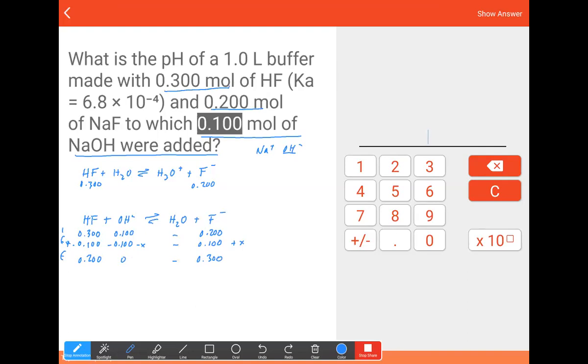We gained F minus. So now we could solve for this two different ways. We could do our ice table and solve for X, but what we're going to do is use our Henderson Hasselbalch equation and do our log of our new components. So base over acid.